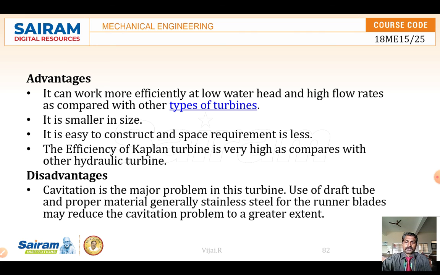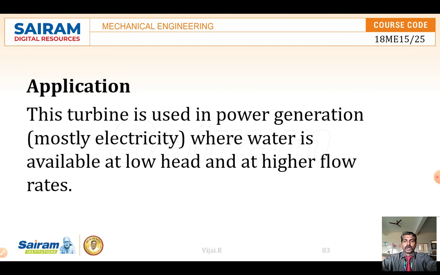So the draft tube and the proper material, generally stainless steel, because it is continuously in the water. So stainless steel for the runner blades may reduce the cavitation problem to a greater extent. Cavitation is the main problem in these cases. So this is the video about this Kaplan turbine, and we will go for the next topic, the pumps. Okay, so the application is only for low head and higher flow rate, right?